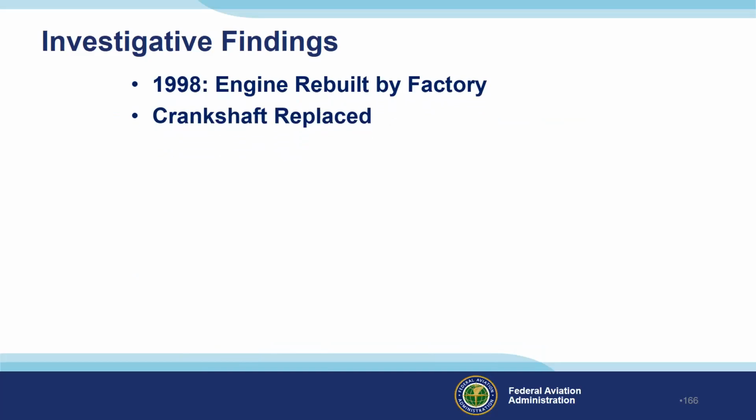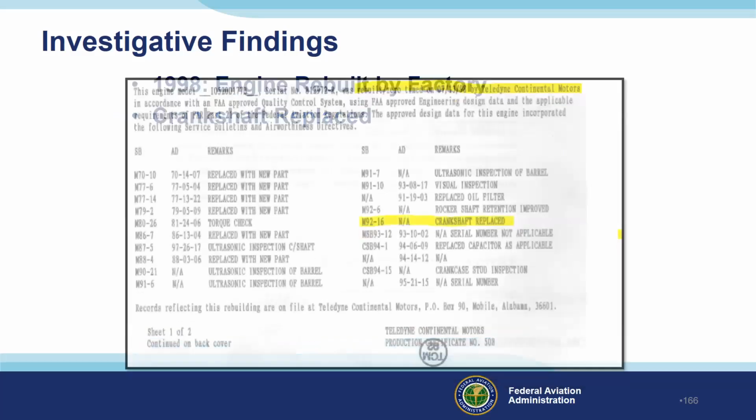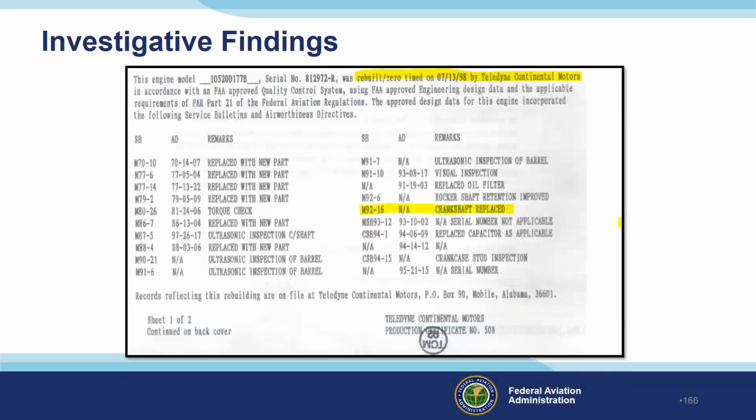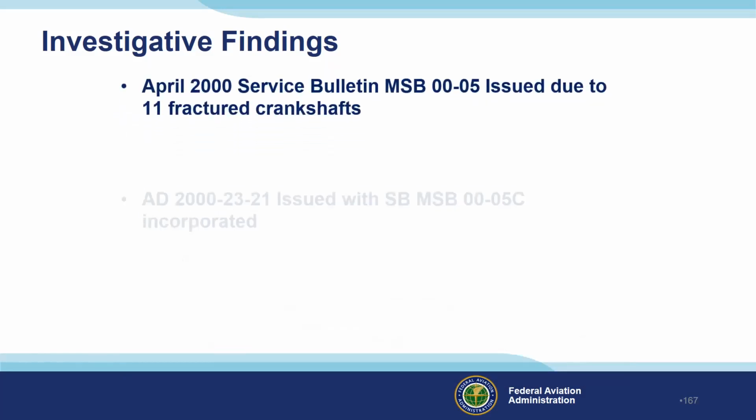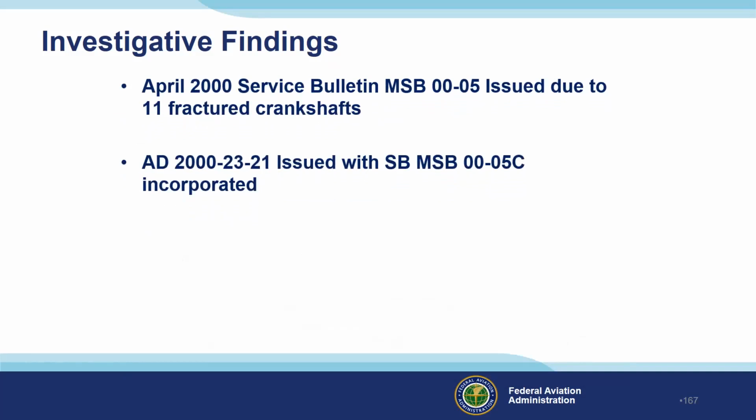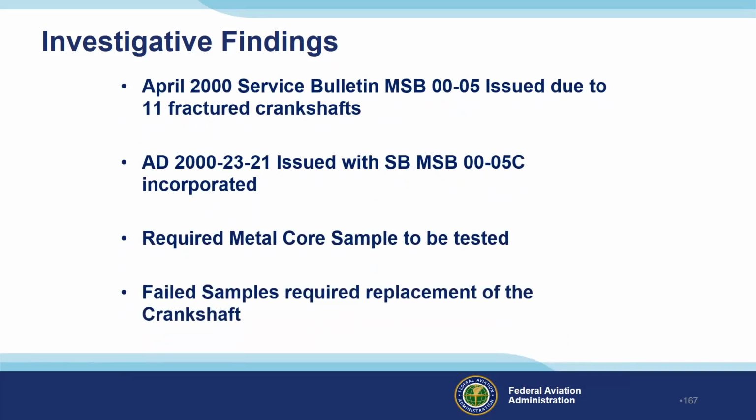In '98, this engine was rebuilt by the factory and the crankshaft was replaced. There's a copy of the record. Crankshaft replaced in 1998 by Continental Motors. Then in April 2000, a service bulletin was issued because they had 11 fractured crankshafts. An AD was issued and it incorporated the service bulletin.